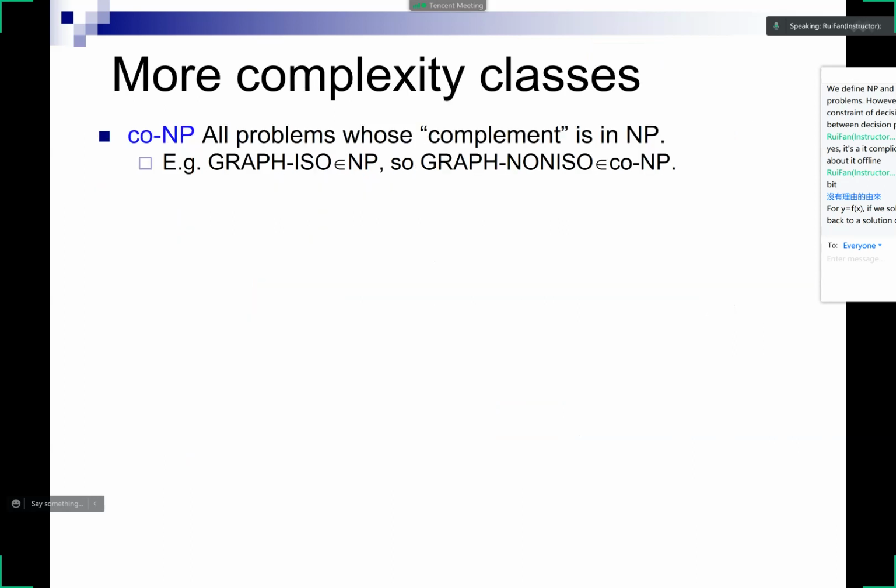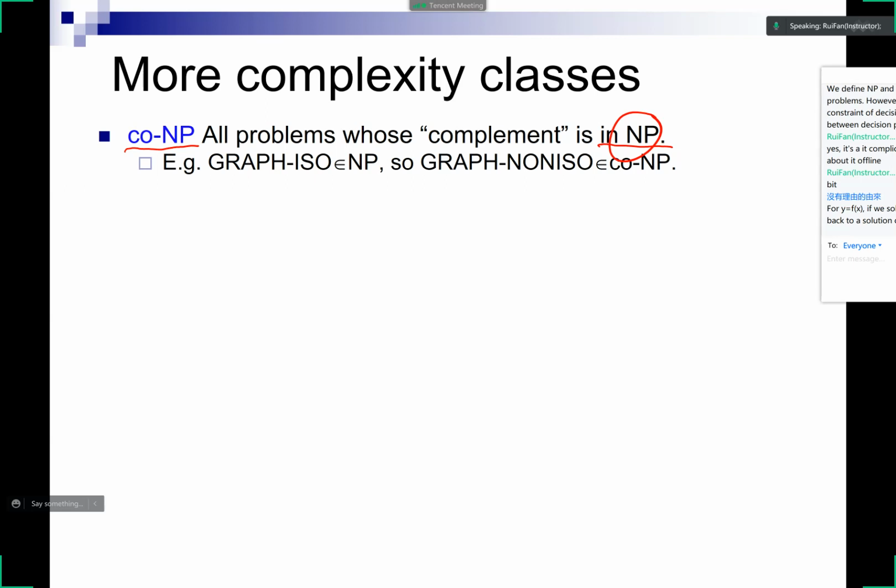In fact, this graph non-isomorphism belongs to another class of problems called co-NP. Co stands for complement. Whenever you have one problem which is in NP, if you flip that problem, all the yes instances of the NP problem become no instances of the co-NP problem, and all the no instances become yes instances. So you flip this problem: if the original problem is in NP, then the new problem is in co-NP. So co-NP is another set of problems, and each of these sets is called a complexity class.